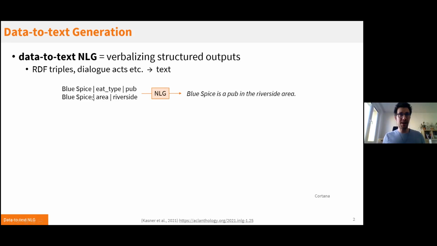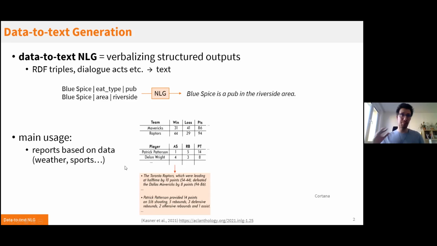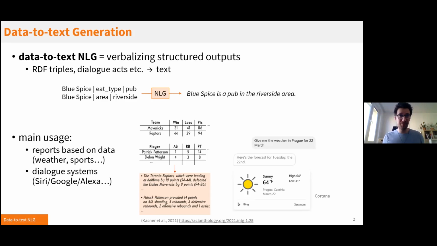So you have some RDF triples and some NLG model that converts them into a sentence. So basically, you have two attributes of a certain pub, and you have them described in a sentence. The usage of data to text NLG is mostly either in some kind of reports based on data. For example, you can generate sports reports from some kind of results tables. Or you could generate weather reports.